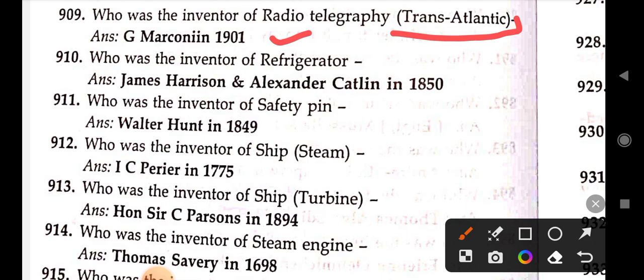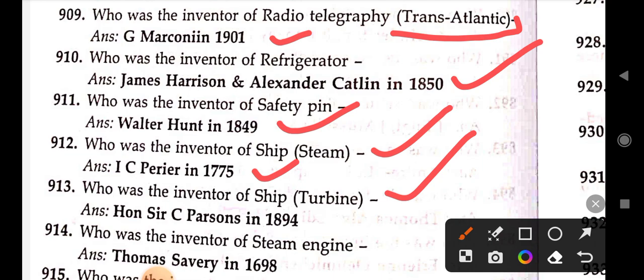Who was the inventor of refrigerator? James Harrison and Alexander Catlin in 1850. Who was the inventor of safety pins? Walter Hunt in 1849. Who was the inventor of ship, steam? James Watt in 1775. Who was the inventor of ship, turbine? Charles A. Parsons in 1894.